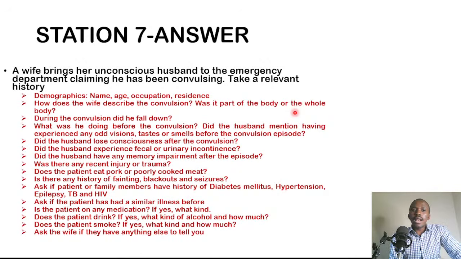Then, of course, how does the wife describe the convulsion? Remember, whenever it comes to dealing with convulsions, you should think of 3 things. In every convulsion, there should be a pre-ictal, an ictal, and a post-ictal. Pre-ictal is the events that happened before. What was this patient doing before the convulsion? This is sometimes a trigger. Were they complaining of certain things?